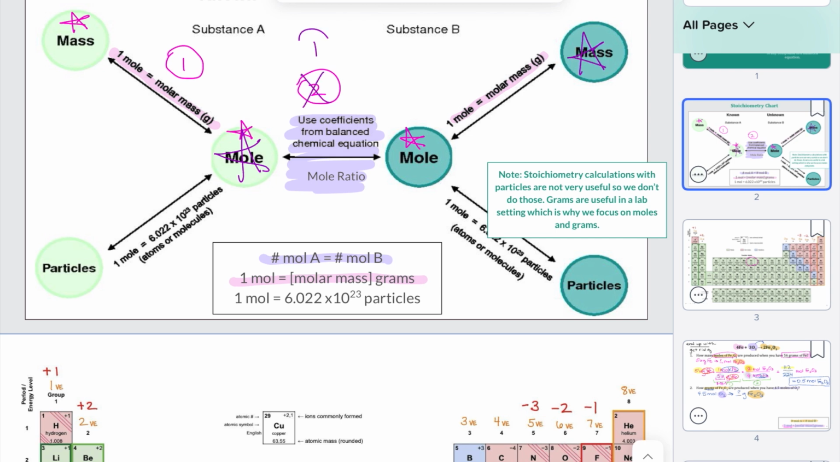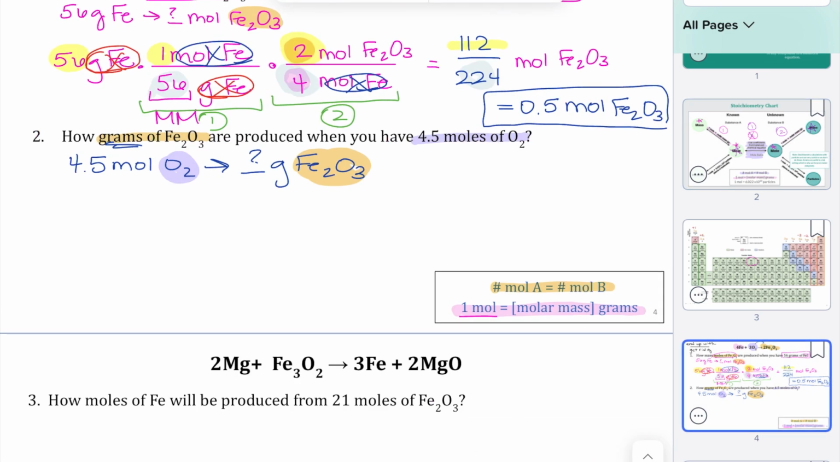So now this is going to be 2 steps, but our first step is going to be using that mole ratio, and then we're doing a mole to mass conversion second. As I look at setting this up, I've got my given value, 4.5 moles of O2. Both of these have moles in them, but I'm at O2. I don't want to go to grams of O2. I need to switch from O2 to iron oxide, so I'm doing my mole ratio first. I want to get rid of O2 and change to iron oxide.